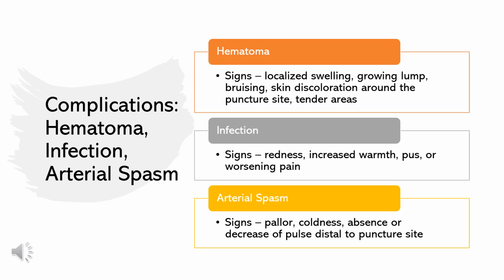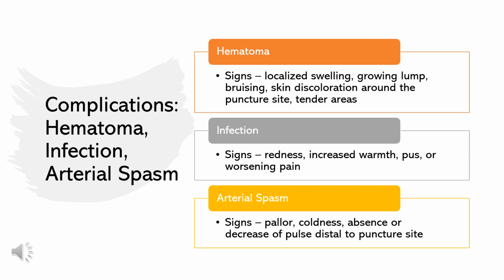Complications can have serious repercussions if left unaddressed. Nurses are essential in the prompt identification and management of complications such as hematoma, infection, and arterial spasm during and after ABG collection. Your role extends from real time monitoring to clinical interventions and effective communication with the healthcare team. Be alert for signs like localized swelling, a growing lump, bruising, or skin discoloration around the puncture site.